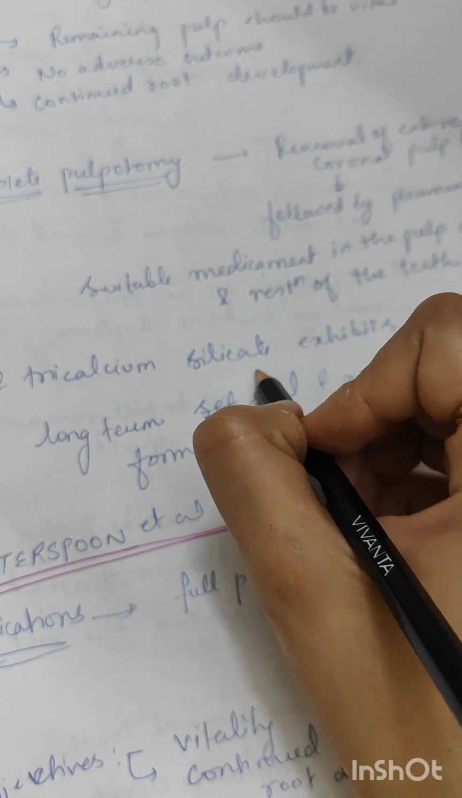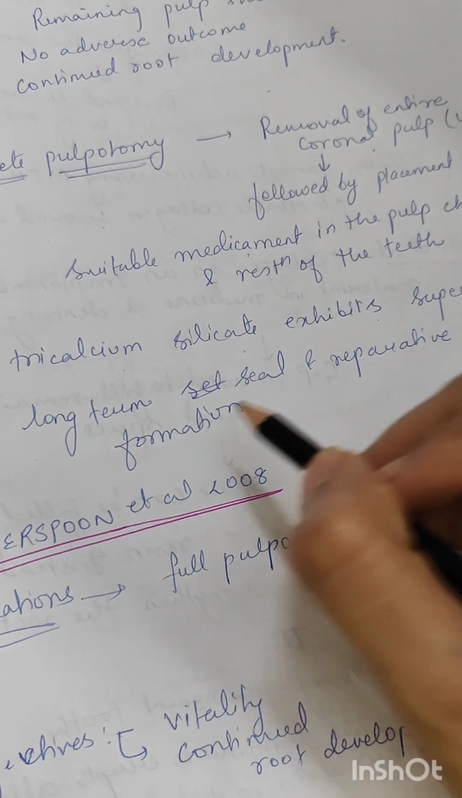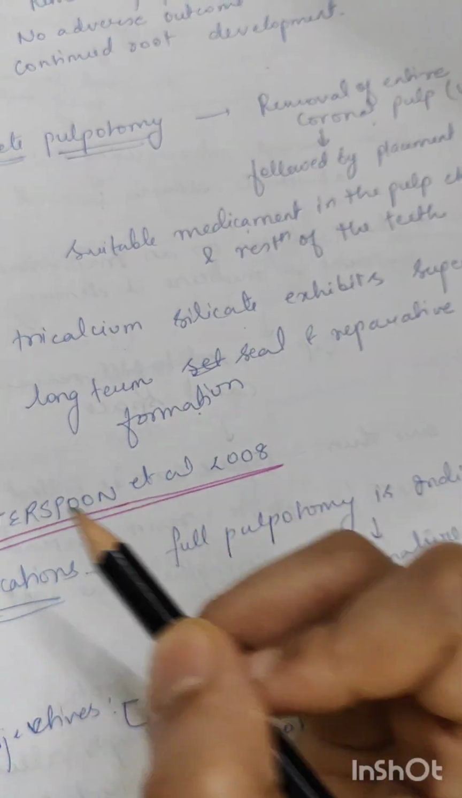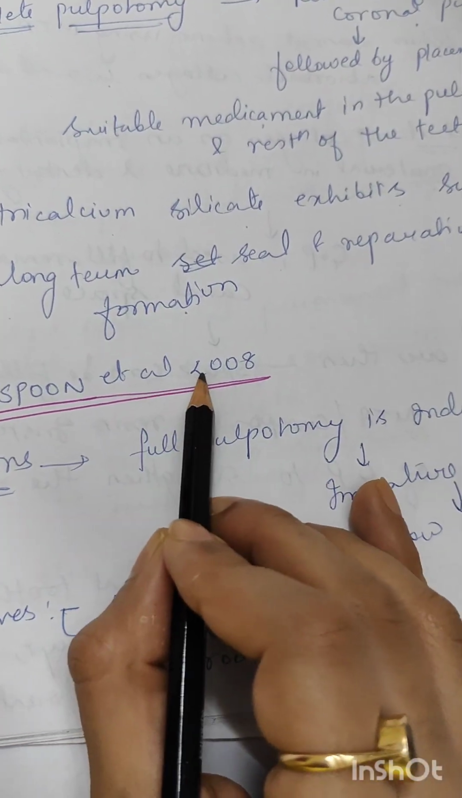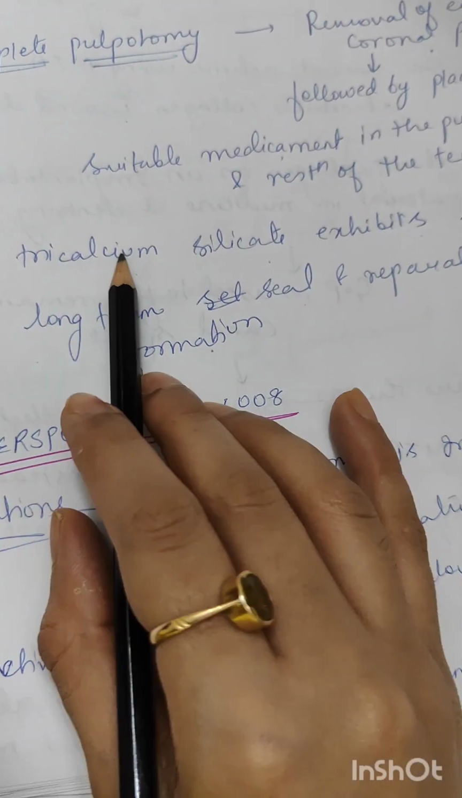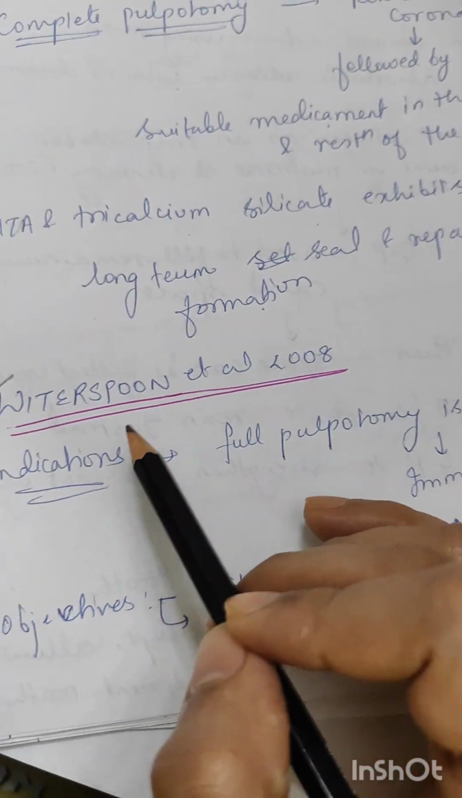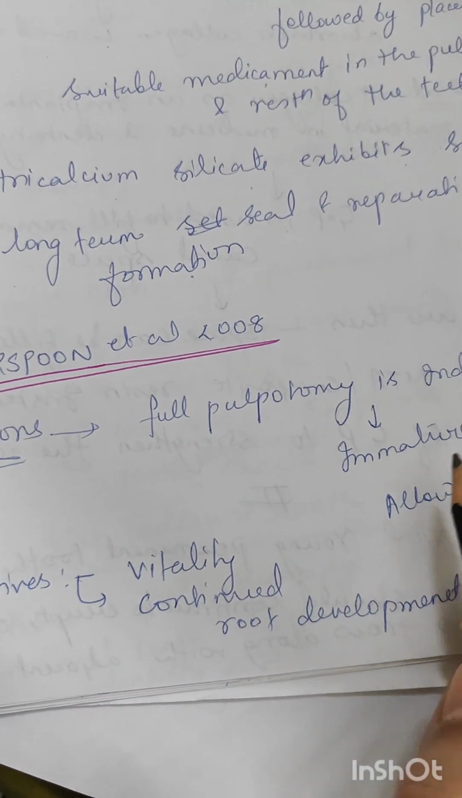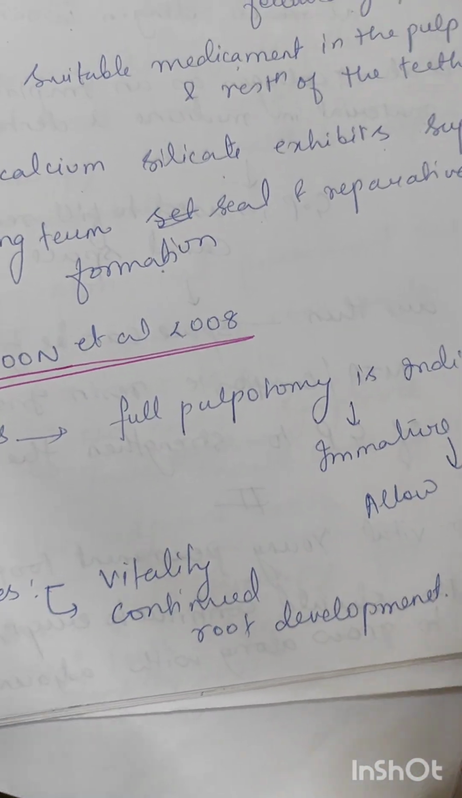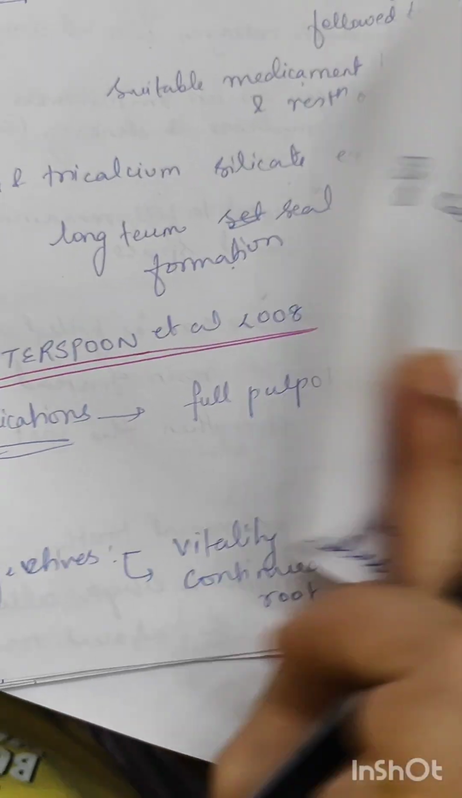MTA and tricalcium silicate exhibit a superior long-term seal and reparative dentine formation. This was concluded in the study by Winterspoon et al. 2008. Indication: full pulpotomy is indicated in immature exposed pulp and allows the continued root development. Objectives: vitality, continued root development.